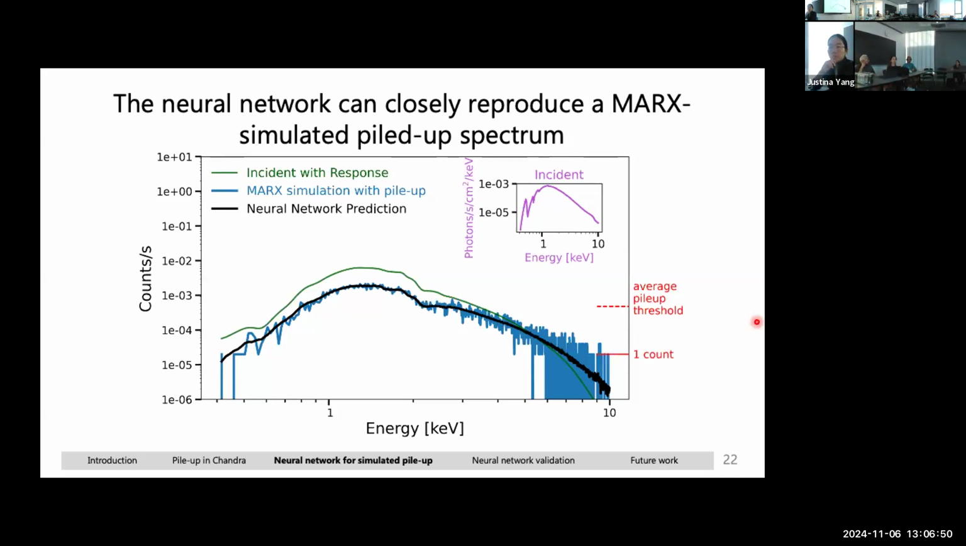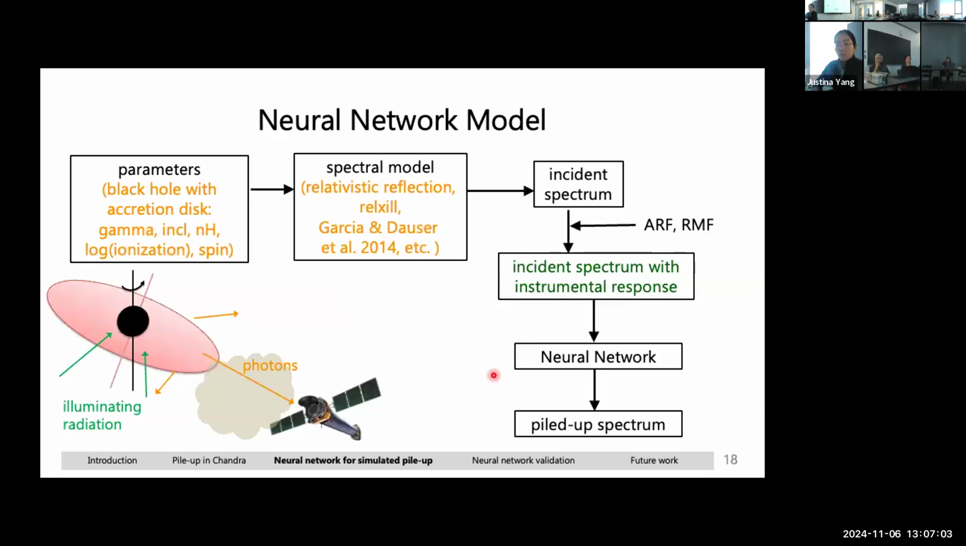Does the pileup typically depend on the spectrum? Yes. But we don't put those into the neural network. Maybe they're implicit in the green bit. Okay, so going back to this slide, the spectral model does influence how much pileup you get.